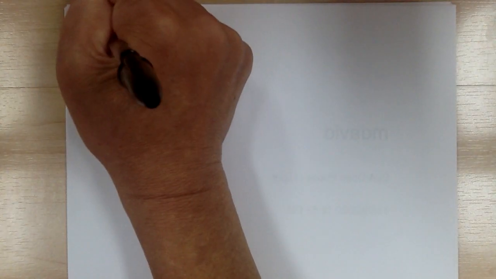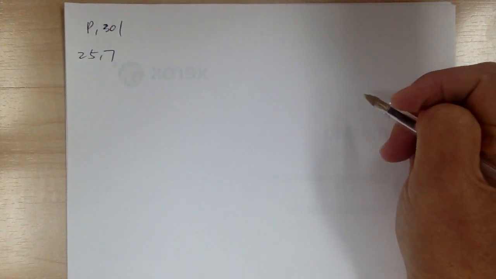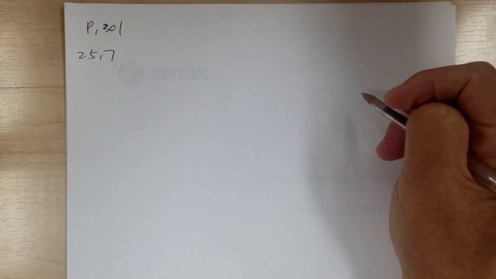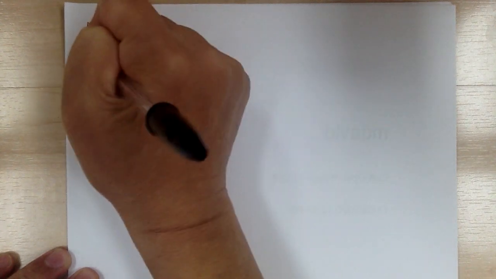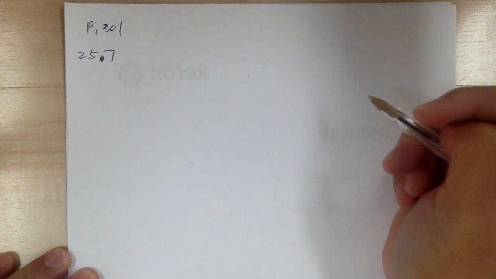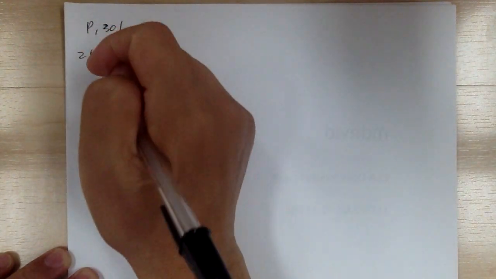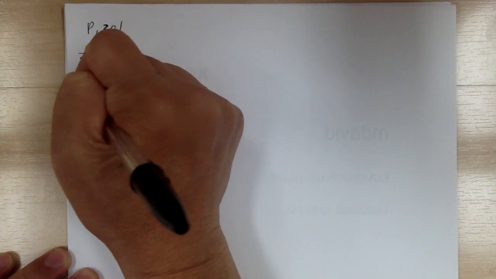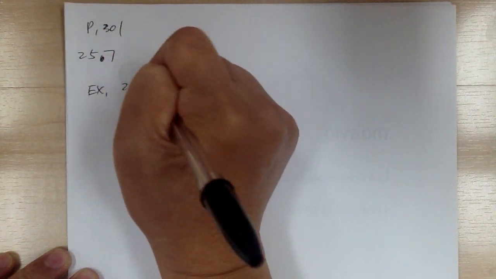Okay, let's go to page 301 and do lesson 25.7. This is called counting the wrong way. Counting the wrong way basically means you want to count what you don't want, because sometimes the problem can be too messy if you try to do it directly. So let's do example 25-12.